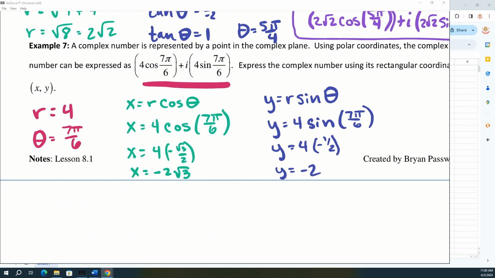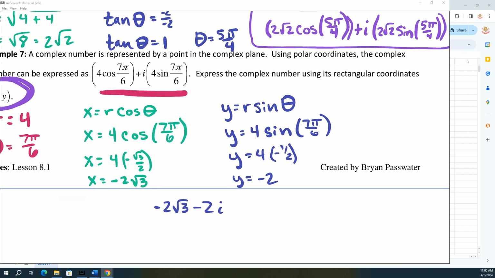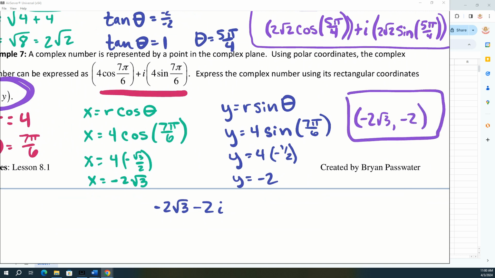Okay, so if it asks you to write the complex number, the actual complex number is negative 2 square root of 3 minus 2i. That is not what they asked you to do in the directions, so we're going to follow the directions. They want you to write it using rectangular coordinates, just x comma y. So that is what they're asking you to find. All right, what questions do you guys have?